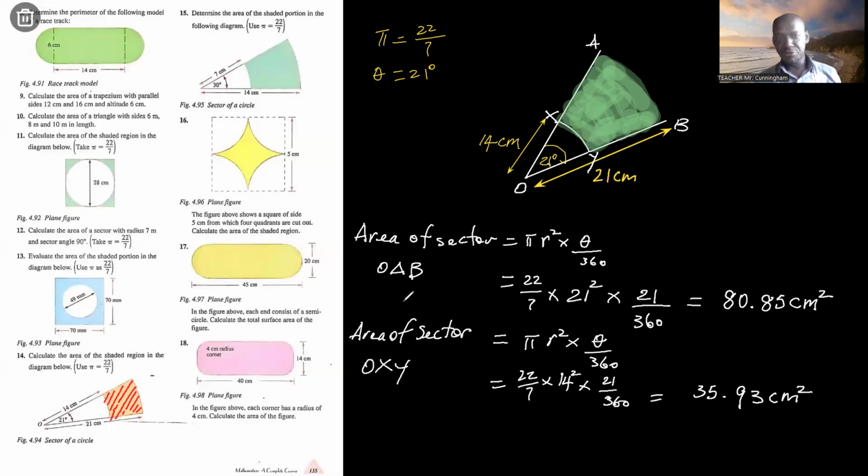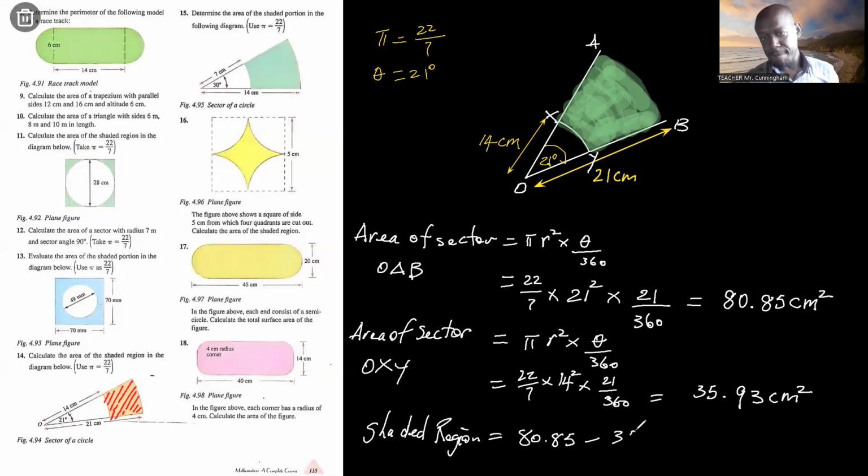So the shaded region is equal to 85 minus 35.93, which gives us 44.92 centimeters squared. All right.